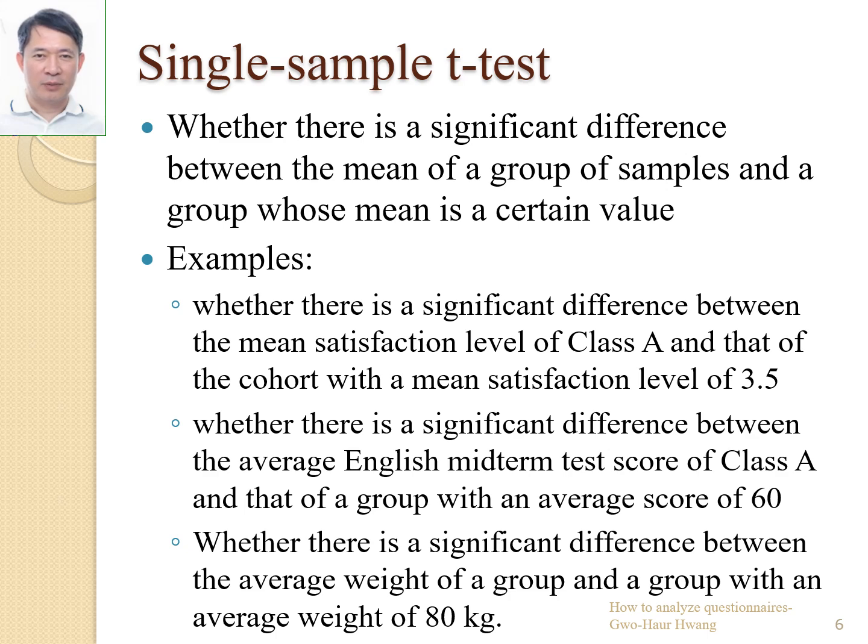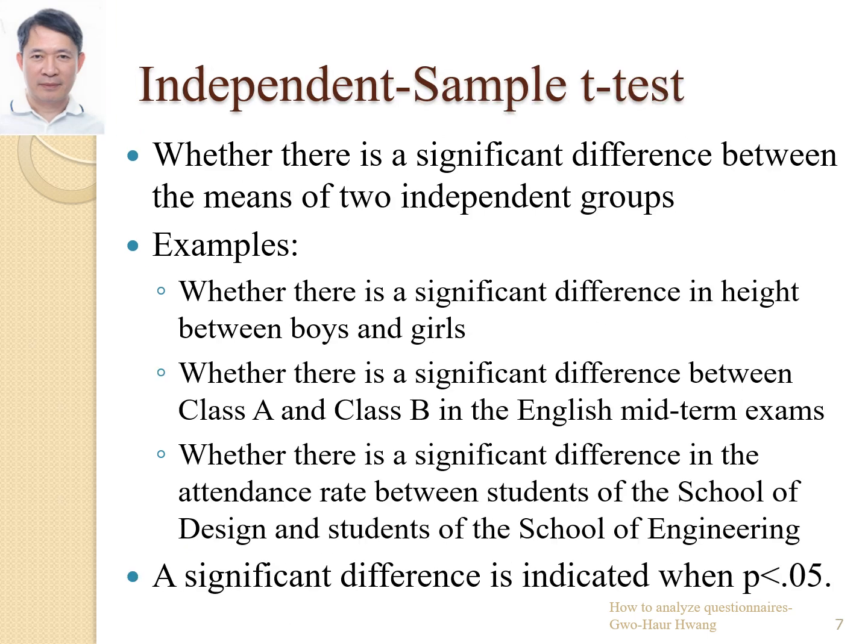The second one is whether there is a significant difference between the average English midterm test score of Class A and that of a group with an average score of 60. The last one is whether there is a significant difference between the average weight of a group and a group with an average weight of 80 kilograms.